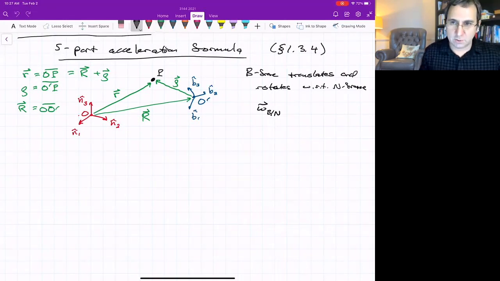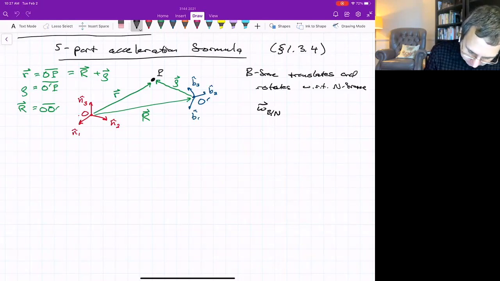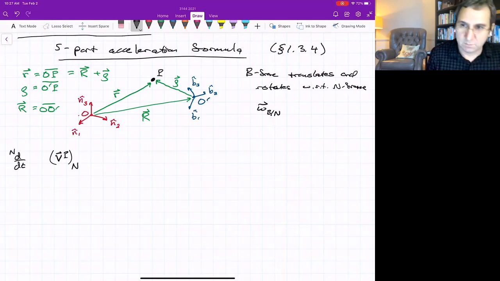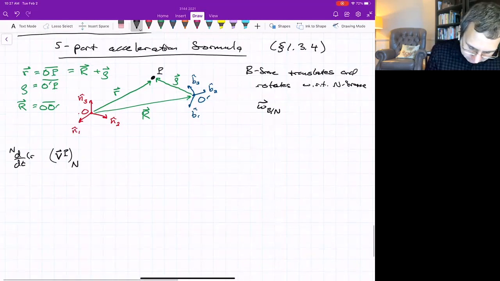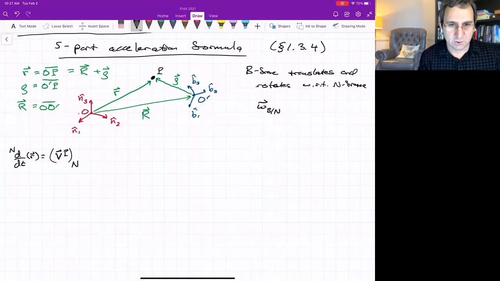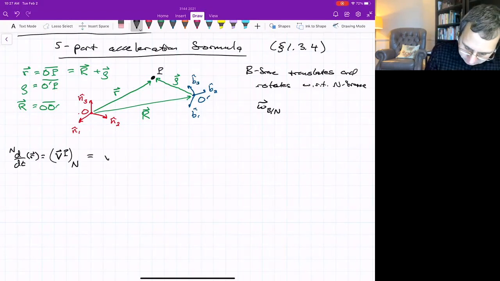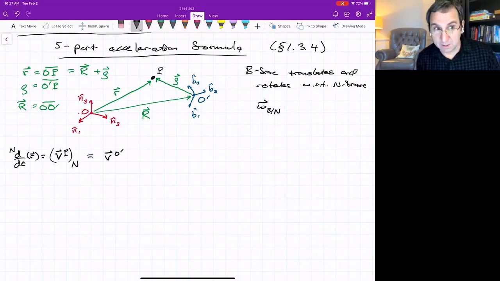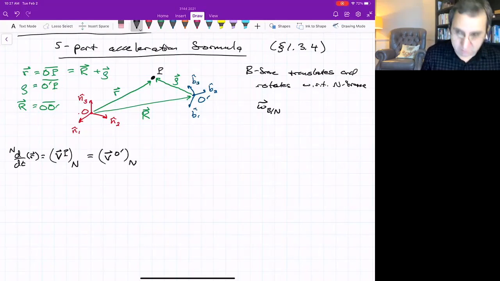And so what we did last time is we used the transport theorem and wrote the velocity of point P. This is some other notation the book uses, with respect to the N frame. And that's the same as the derivative of little r. But we'll try to stick with what the book has. So the velocity of point P with respect to the inertial frame equals the velocity of the B frame's origin with respect to the N frame, plus stuff that comes from the transport theorem.